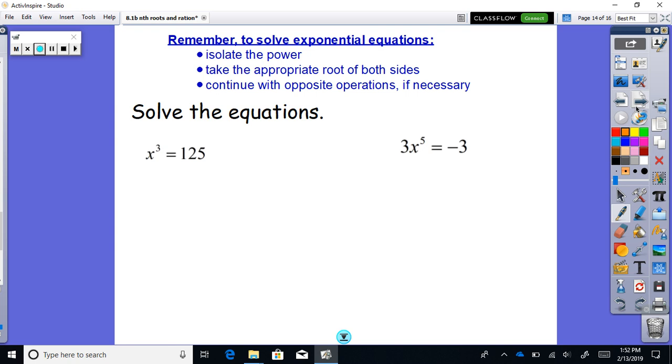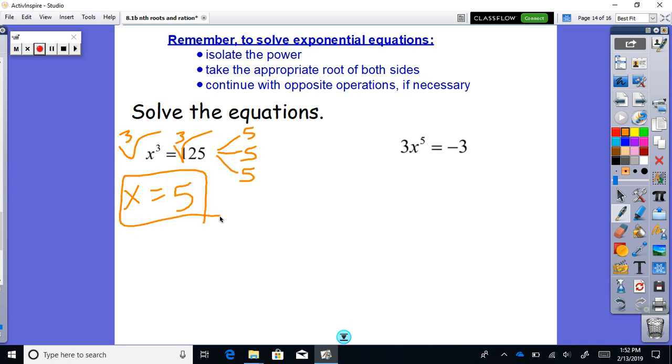x cubed equals 125. So what's the reverse of cubing something? Taking the cube root. So we cube root both sides here. We get x equals the cube root of 125. Remember, since that's 5 times 5 times 5, the cube root is 5. That's really only 1 out of 3 answers, and we know this because we've solved these equations for all of the roots in a previous unit.